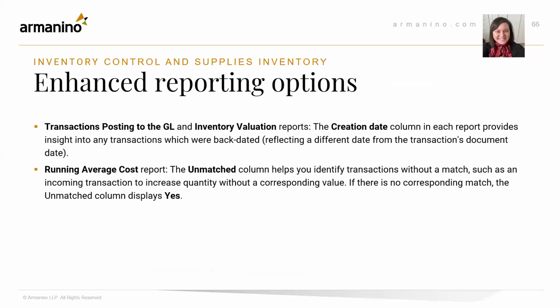And then enhanced reporting options. In the transactions posting to the GL and the inventory valuation reports, the creation date column in each report provides insights into any transactions which were backdated, reflecting a different date from the transaction's document date. Then for the running average cost report, the unmatched column helps you identify transactions that don't have a match, such as the incoming transaction to increase quantity without a corresponding value. If there is no corresponding match, the unmatched column displays yes.